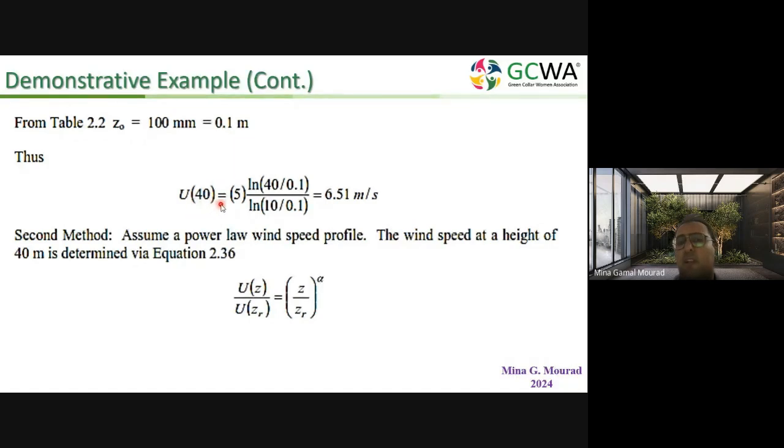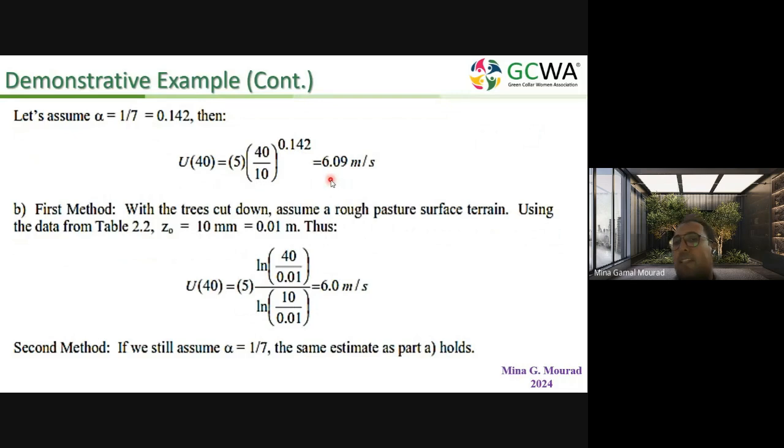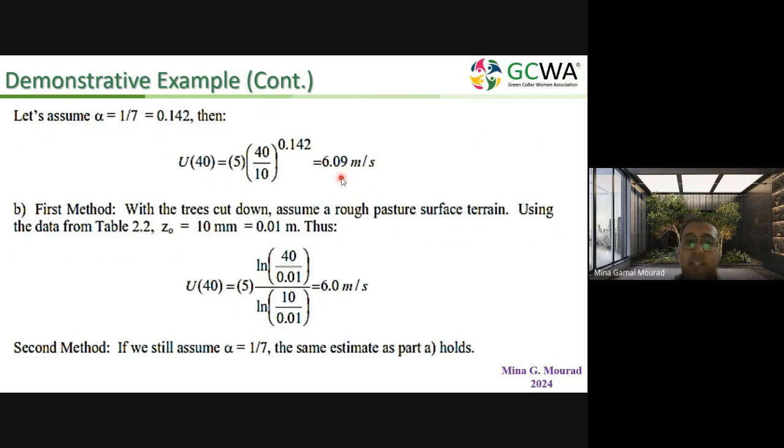To calculate the velocity at 40 meters, we can easily substitute in the previous correlation. We can calculate the expected wind velocity at an elevation of 40 meters from the wind velocity measured at 10 meters. It will be 6.51 meters per second. The second method, the power law profile, does not consider the few trees that exist. By substituting, it is calculated to be 6.09. There is a difference between 6.51 and 6.09 meters per second.